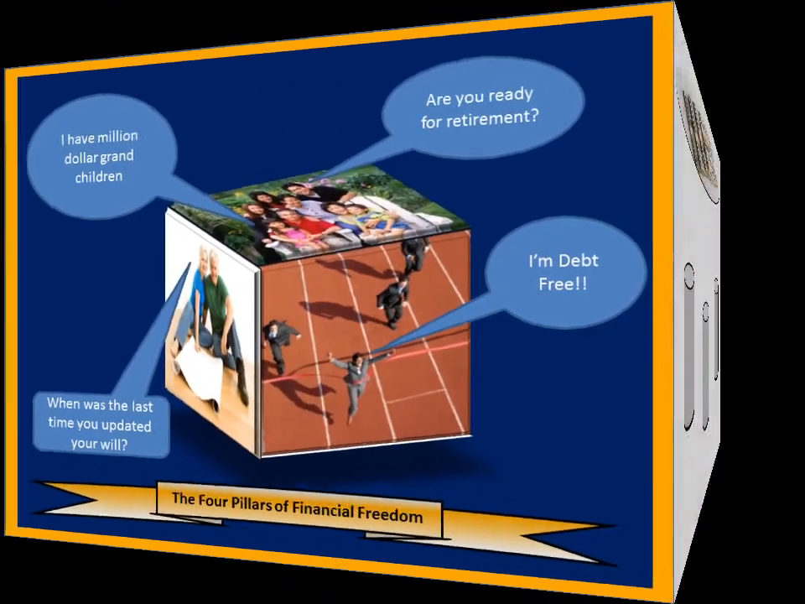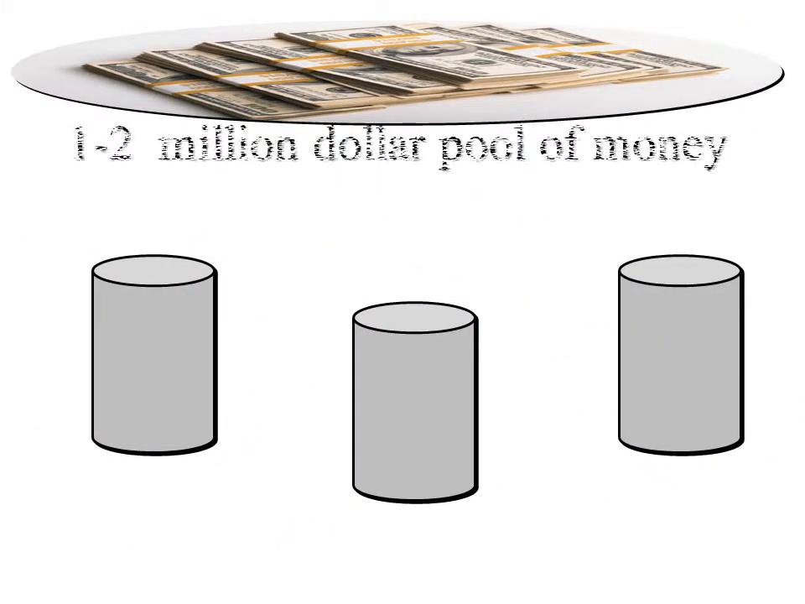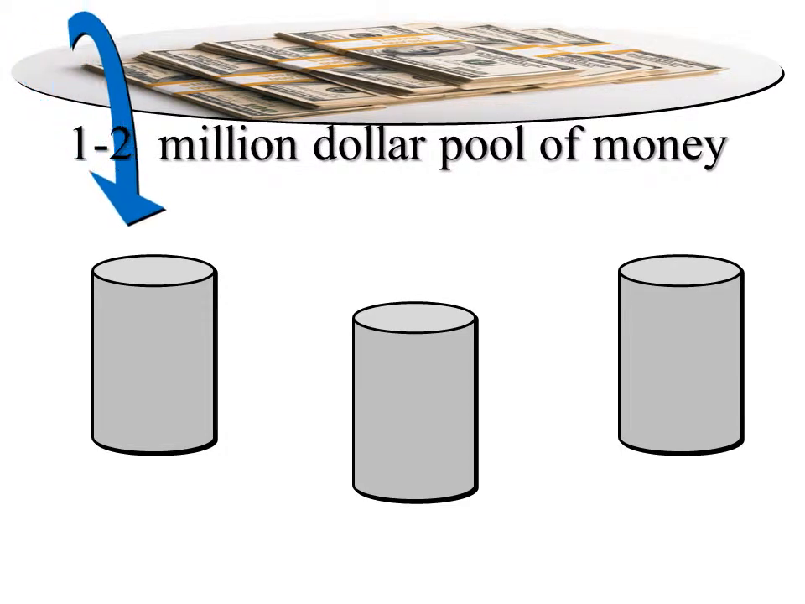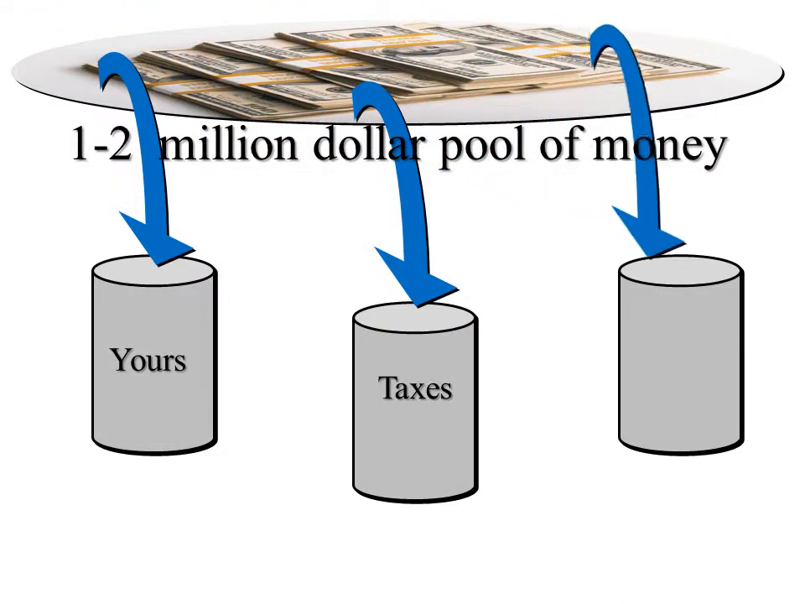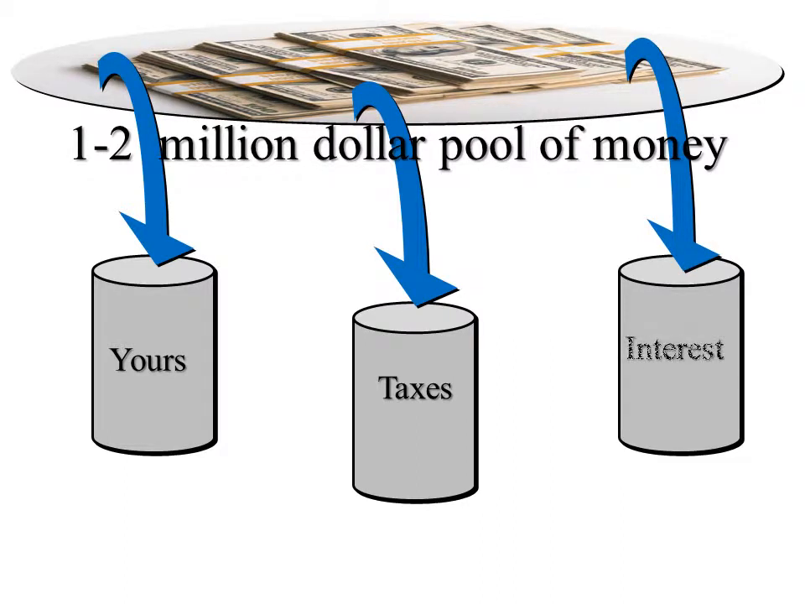Did you know that in your lifetime you're going to earn $1 to $2 million? This is a family that makes $25,000 a year for the husband and the wife, which many people make more, some people make less, but this is the average in the United States. 1/3 of that money is yours. 1/3 of that money goes to pay taxes. 1/3 of that money goes to pay interest.